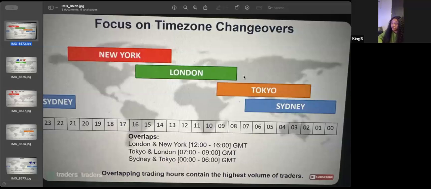We have 4 different trading sessions: the London session, New York session, Tokyo and Sydney session. Now, for the London and New York session, I'm using GMT, which is my UK time, so don't worry. If you want to take a screenshot, it's fine. So Nigeria is ahead of me by 1 hour. So if you're in Nigeria, you're ahead of us in the UK by 1 hour. So just convert it, yeah.